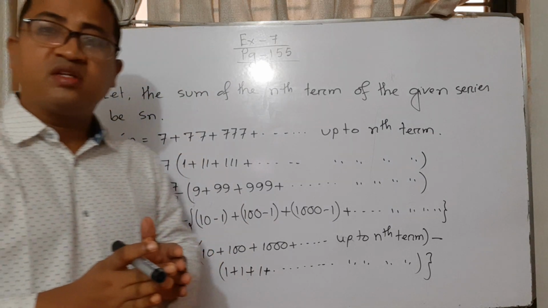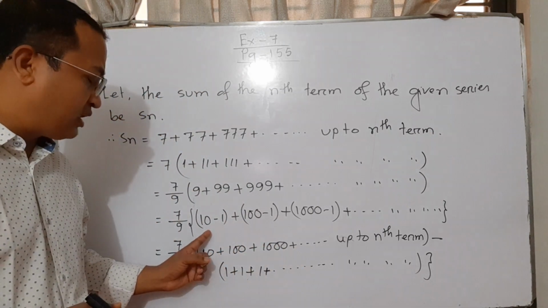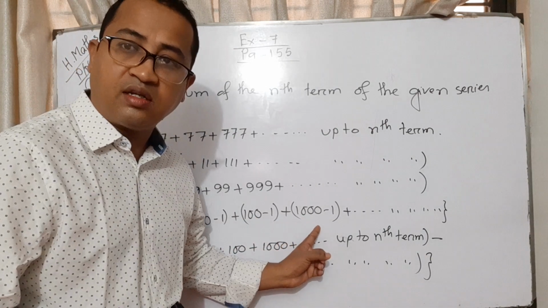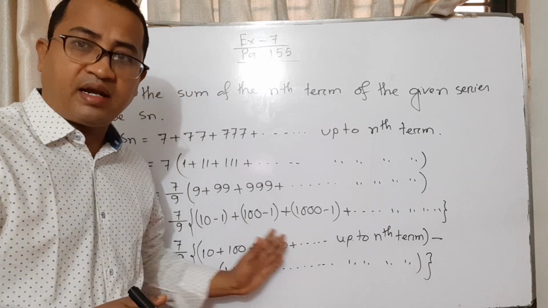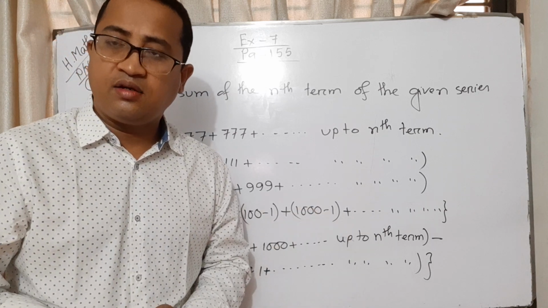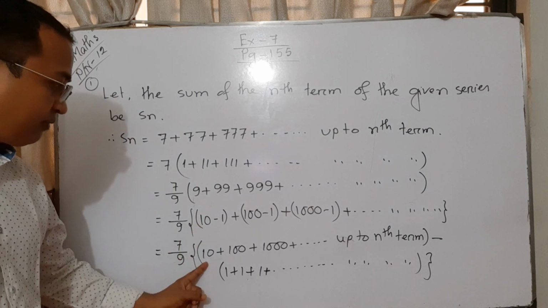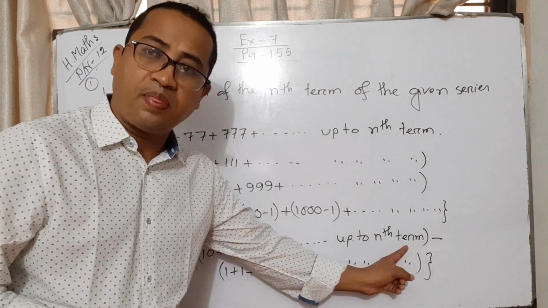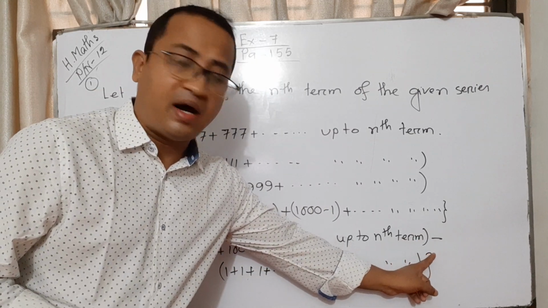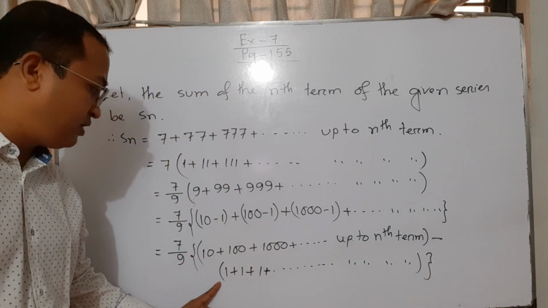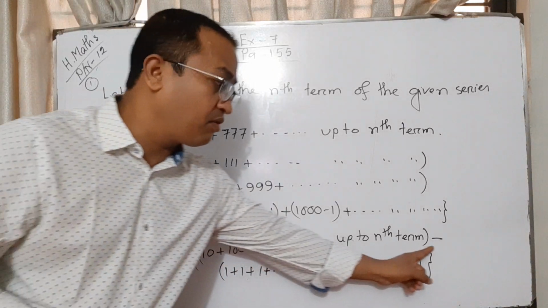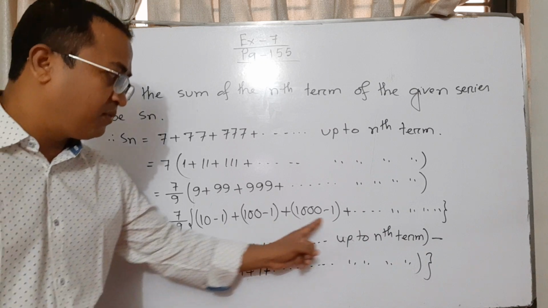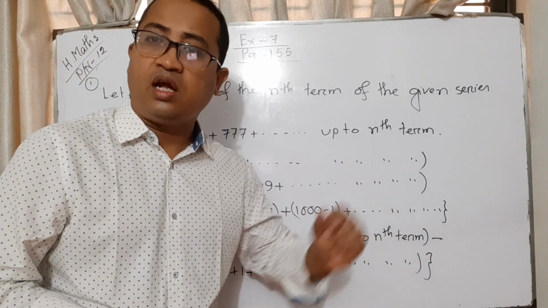So we can make them separate. What is the additive number? 10, 100, 1000. This we can make one group, and minus 1 we can make another group. So 10, 100, 1000 going up to the n term, and minus 1, that is, it will be plus 1 because we have taken minus as common. So it will be plus 1, plus 1, plus 1, going up to the n term.